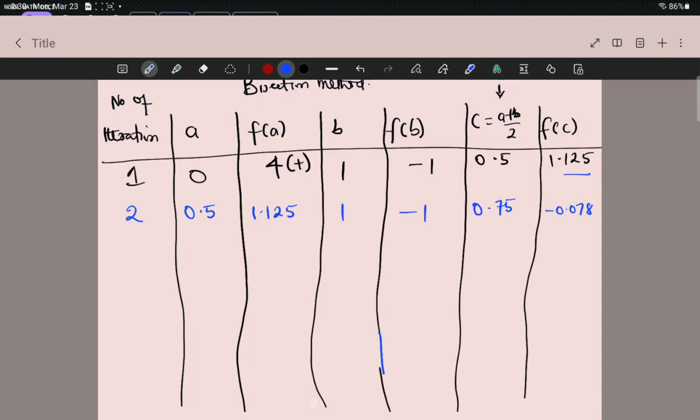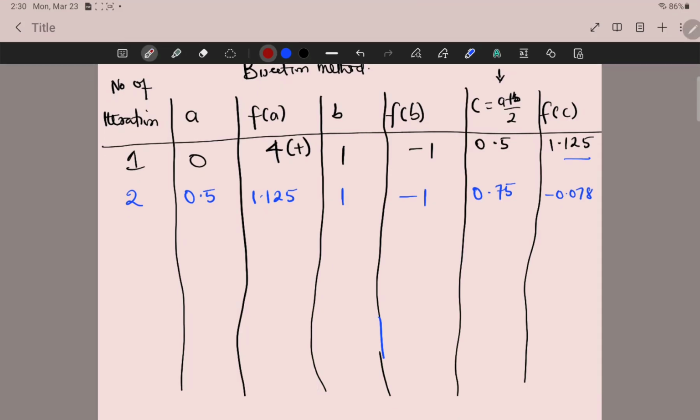Now you come back to this place. At your third iteration, who will be your A? Your A is this newborn baby that you just gave birth to. You bring this back. That's 0.75. Do you understand me? What is your F of A? This is your F of A. It is minus 0.078. I believe you are smart enough. You already understand what I'm doing.